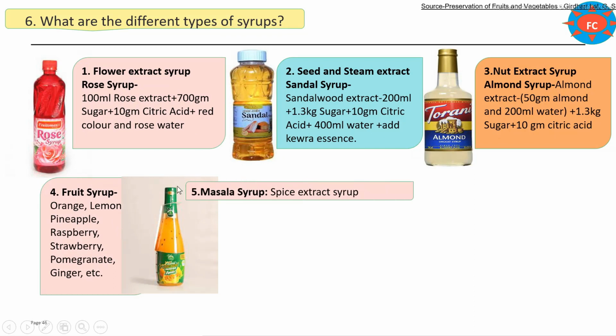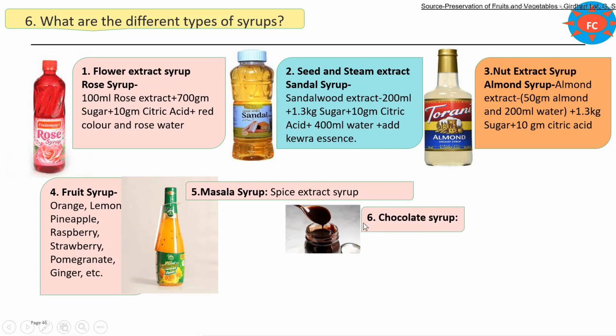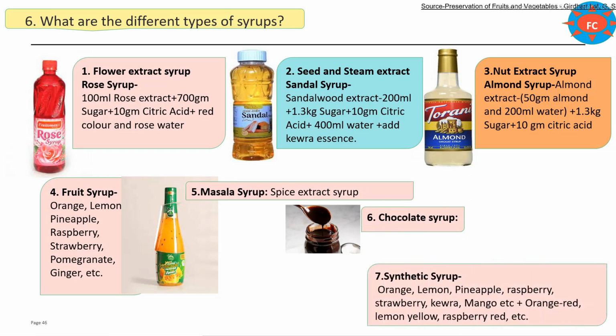The next one is masala syrup, in which spice extract is used for the preparation of the syrup. The next is chocolate syrup, in which the chocolate or maybe the cocoa mass is used, and they prepare different types of syrups. And the last one is the synthetic syrup.